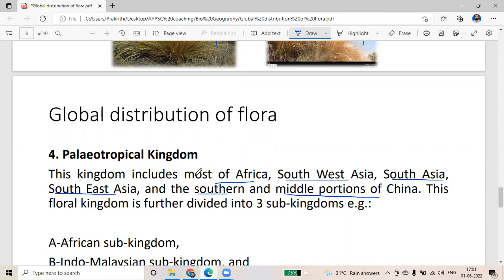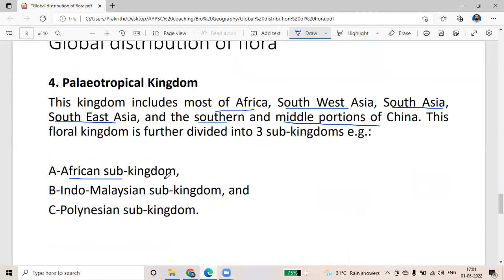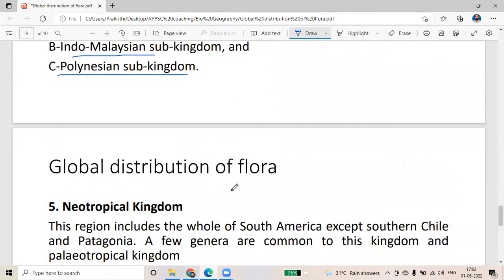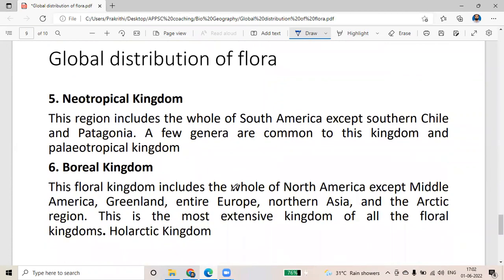This has been again divided into the African subkingdom, the Indo-Malaysian subkingdom, then the Polynesian subkingdom. So these are the major areas that come under the scope of the paleotropical kingdom. I will show you the map later. Then the neotropical kingdom. So paleo means old, neo means new. In the new tropical area there will be a group of newer plants.